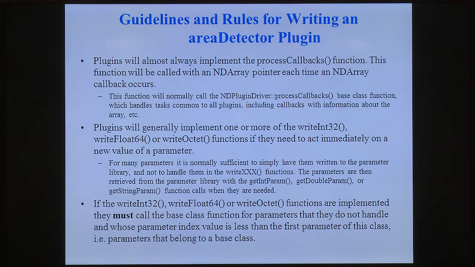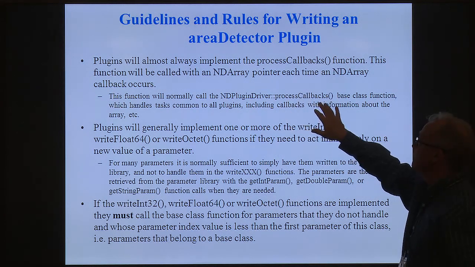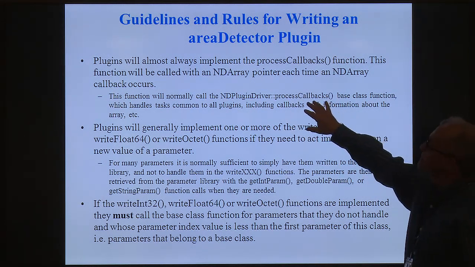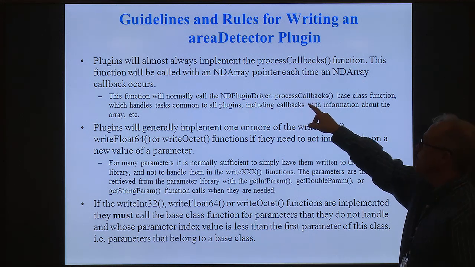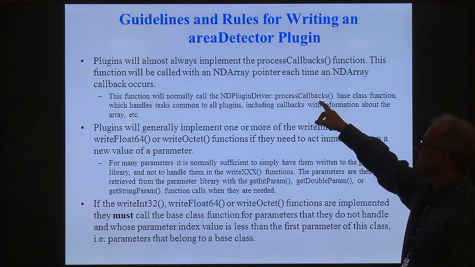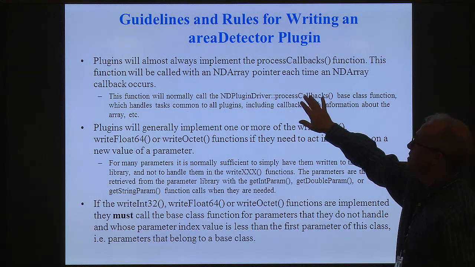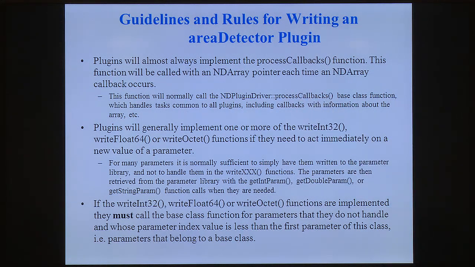Plugins, the base class defines a process callbacks function, and that's basically what you implement. That's what's going to be called every time your plugin runs. It will be called with an ND array pointer each time a new callback occurs, and you're going to call the base class process callbacks. In fact, this has changed. There's an initial process call, or maybe start process callback and finish process callback. So I've got to update this slide, but it's basically correct. You just look at an example and you'll see what you do.